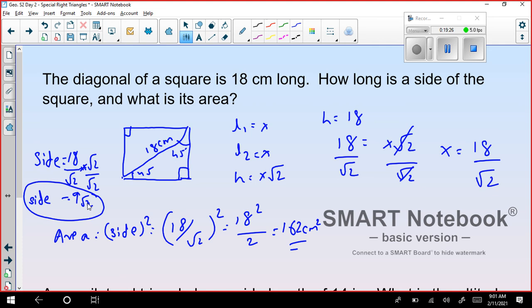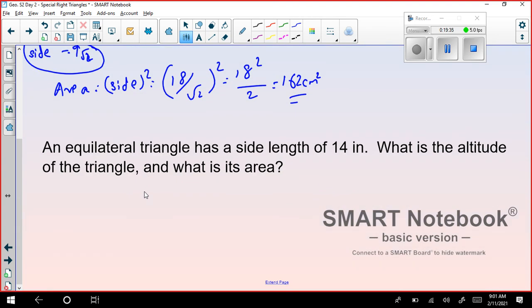I wanted you to express it the proper way. This will be the most accurate one, 9 root 2. So let's see the next problem here. I want you to try this particular problem.